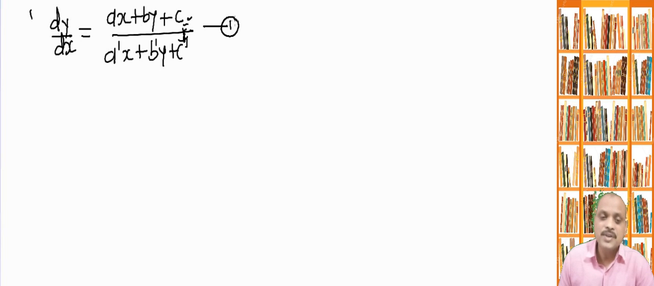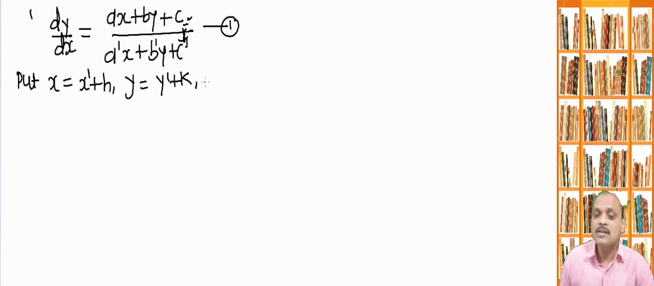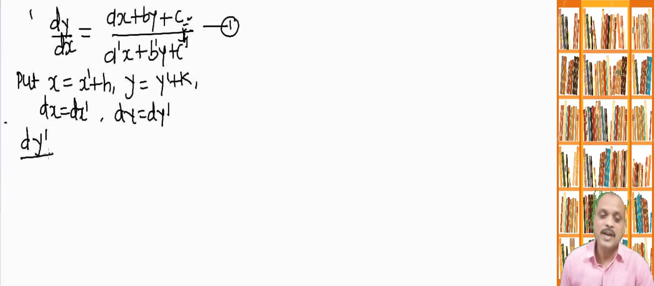To solve these equations, we have to put x equal to x dash plus h and y equal to y dash plus k, where h and k are constants. Now dx equal to dx dash and dy equal to dy dash. Let us put these values. Now we get new variables we are substituting, so we write dy dash and dx dash.